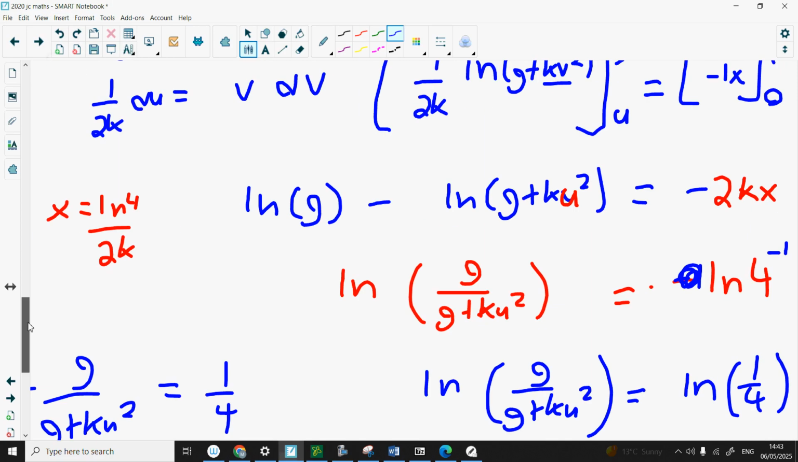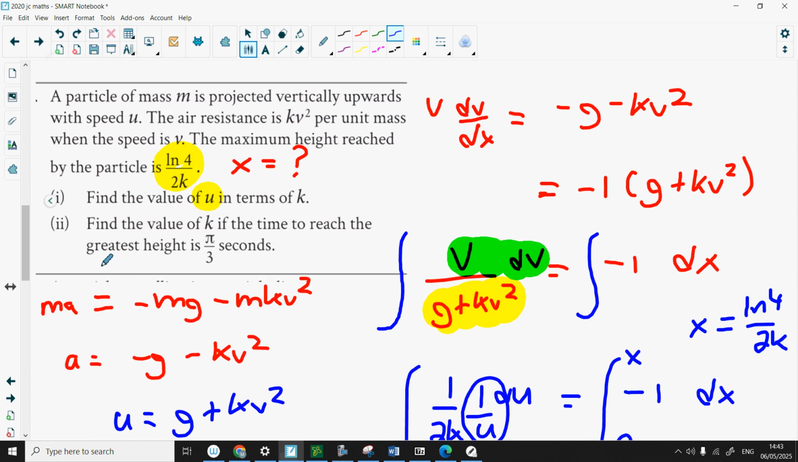Now, part 2, guys. We go back up here. Now, what does it say this time? Please find the value of k if the time to reach the greatest height is pi over 3. So pi over 3, yeah? So, time, greatest height.